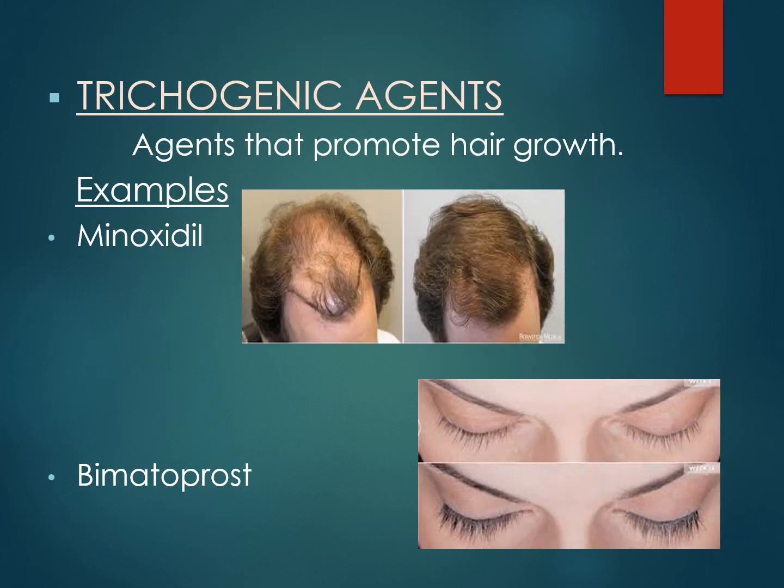And here comes the example of minoxidil, the agents which cause increased hair growth or promote hair growth are called trichogenic agents. And the classical example is that of minoxidil. And we also have, as you can see in the picture of eyelashes, increased hair growth in the below picture, in which we have the example of bimatoprost.